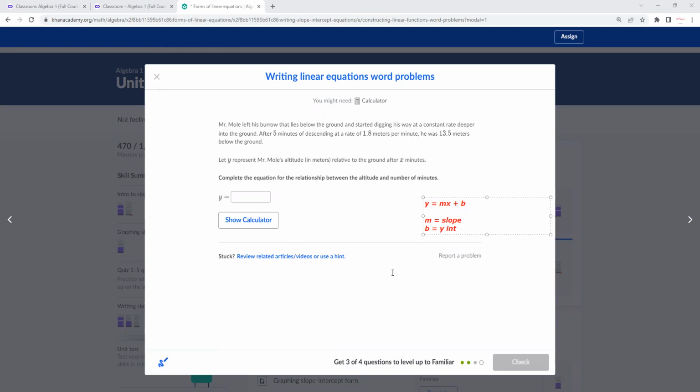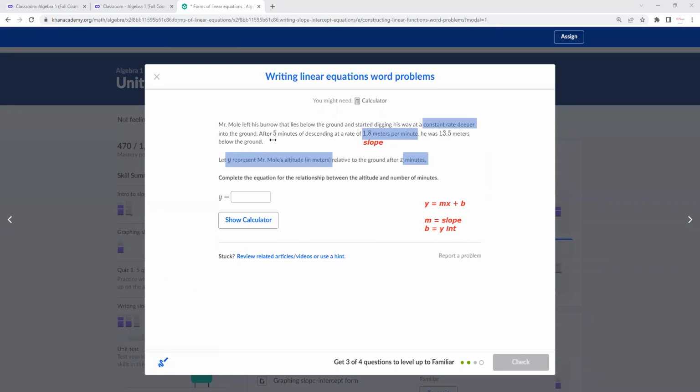What's my y-intercept? Mr. Mole left his burrow that lies below the ground and started digging his way at a constant rate. Constant rate means slope. So he's going constant rate deeper into the ground. After 5 minutes at a descending rate of 1.8 meters per minute, he was 13.5 meters below the ground. So X is minutes, it tells you, and Y represents his altitude in meters. So we have our slope. This is our slope.